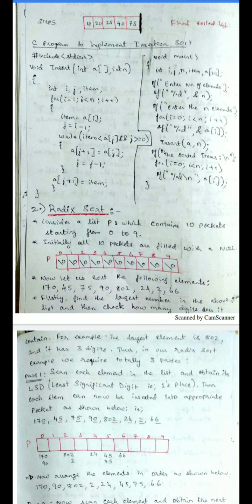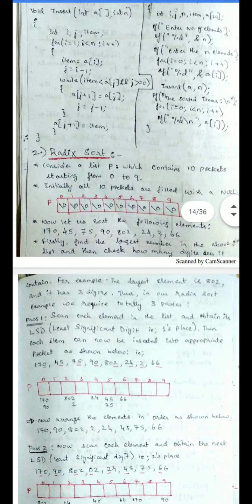In the first step, I select the least significant digit and arrange based on that. For 170 the last digit is 0, for 45 it is 5, for 75 it is 5, for 90 it is 0, and for 802 it is 2. Like this I select the last digit and arrange. In the 0th location I place 170 and 90. In the second location 802 and 2. In the fourth location 24, in the fifth location 45 and 75, and in the sixth location 66. This is the first step.